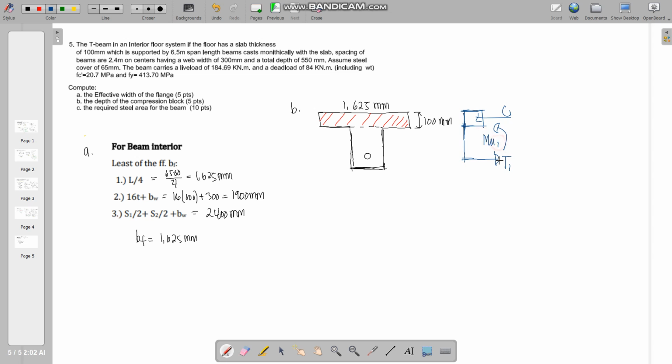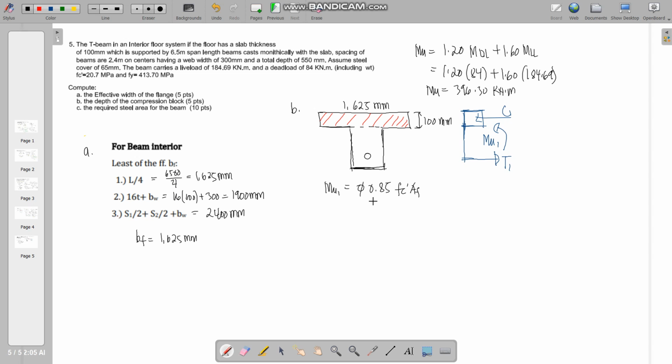We label it as Mu1, and then Mu1 shall be now compared to the requirement of the moment, which can be calculated from this one. Of course, the factored moment will just equal to 1.2 dead load plus 1.6 live load. So we substitute, and Mu shall be yielded to 396.30 kilonewton meter. So our next step is, of course, to calculate Mu1, setting that the compression block here is the area of the flange.